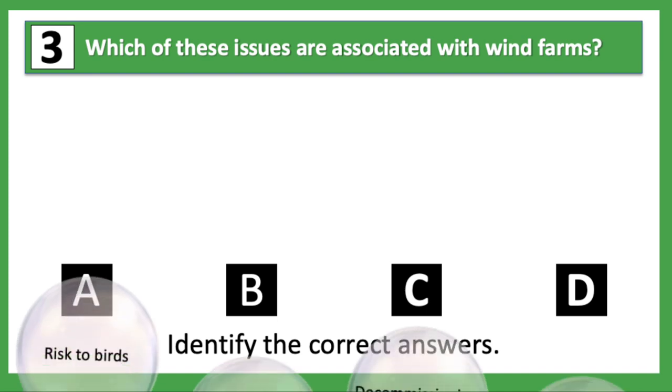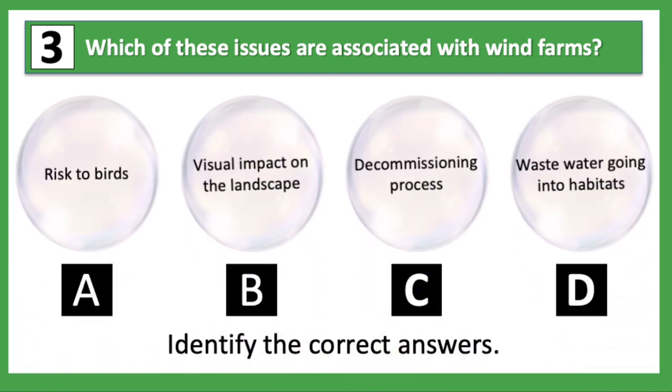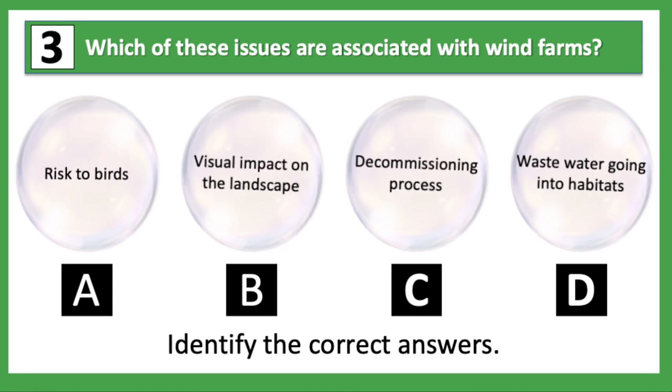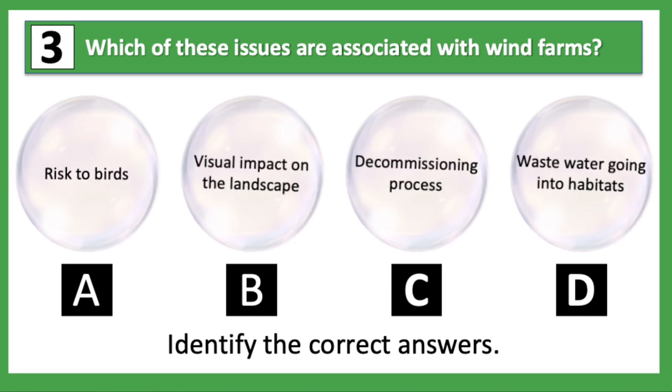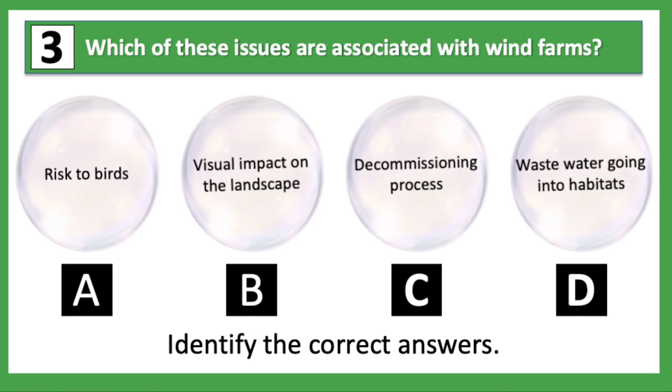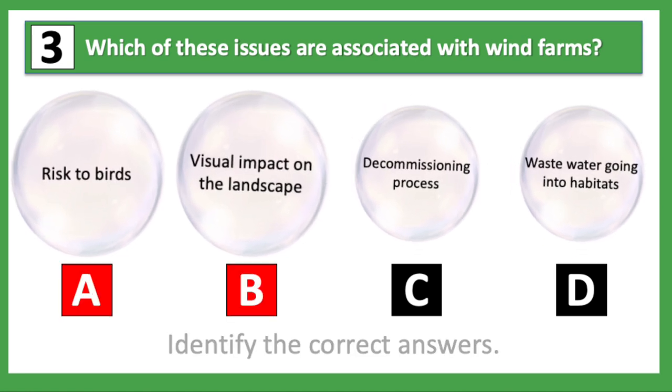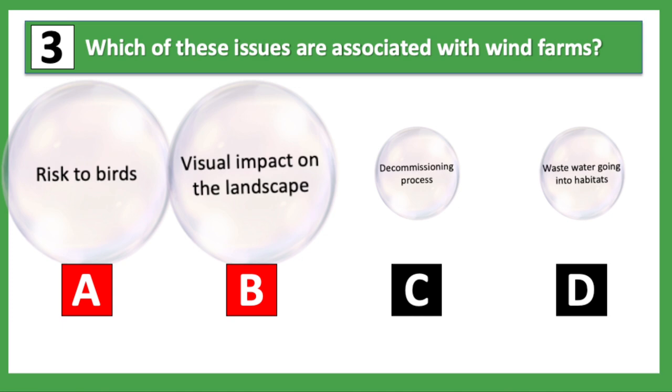Number 3, which of these issues are associated with wind farms? A, risk to birds, B, visual impact on the landscape, C, decommissioning process, D, wastewater going into habitats. So which are associated with wind farms? Let's reveal. It is the risk to birds and the visual impact on the landscape.